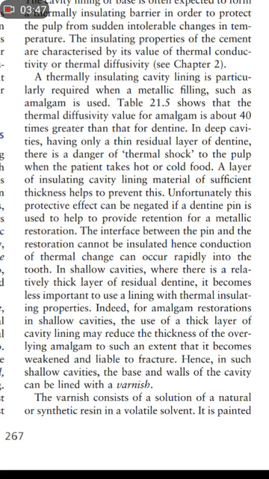to prevent this. Unfortunately, this protective effect can be negated if a dentine pin is used to help to provide retention for a metallic restoration. The interface between the pin and the restoration cannot be insulated, hence conduction of thermal change can occur rapidly into the tooth.